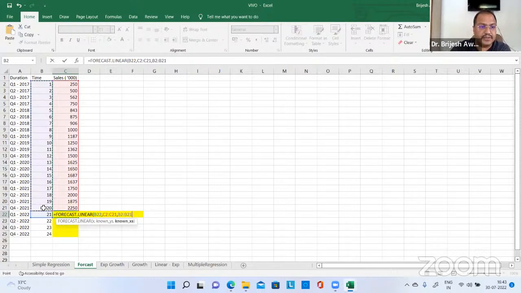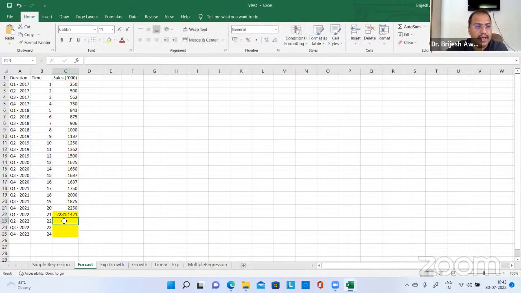And just enter it. I got the expected value, but because my sales is not an integer, I'm just going to eliminate the decimal part of it. So the expected sale in the quarter, quarter one of 2022, is 2231.